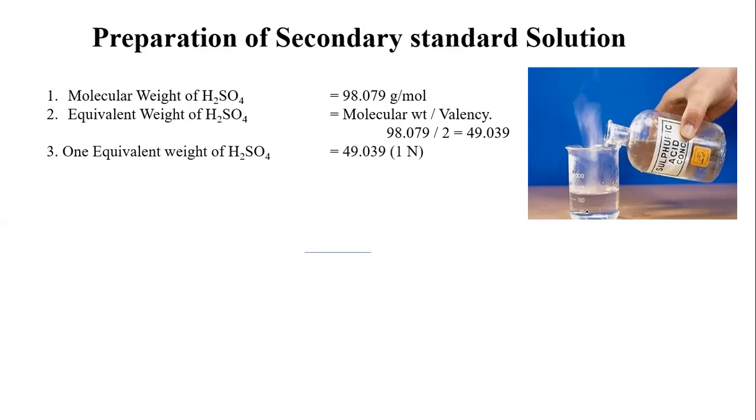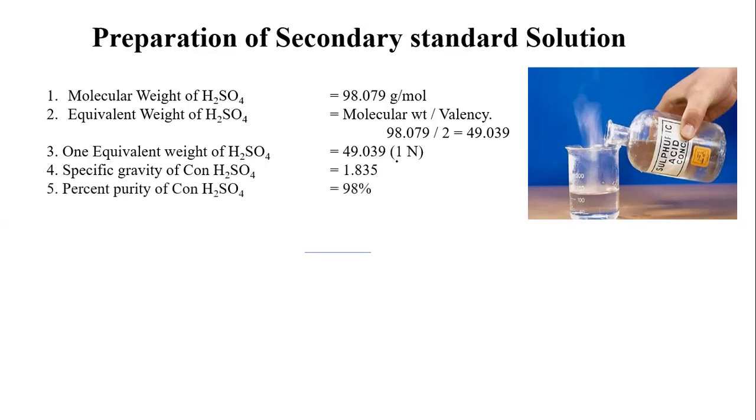But still the problem is not solved. We have a liquid, not a solid. We don't have any salt. H2SO4 is in liquid form. So we have to do further calculation. To prepare this 1 normal solution, we have to know the specific gravity of concentrated sulfuric acid. The specific gravity of sulfuric acid is 1.835, and one gram equivalent weight is 49.039. We also need the percent purity, which is almost 98%. Very pure sulfuric acid, almost 98% pure, we will get in our container.